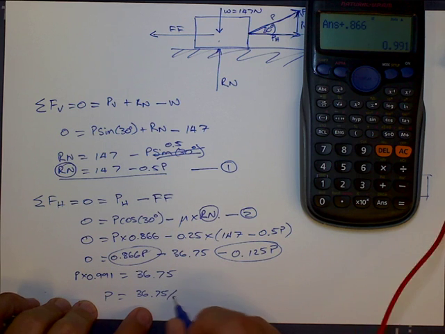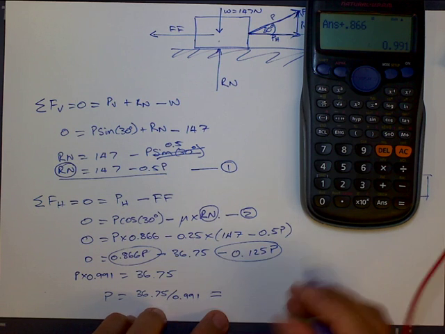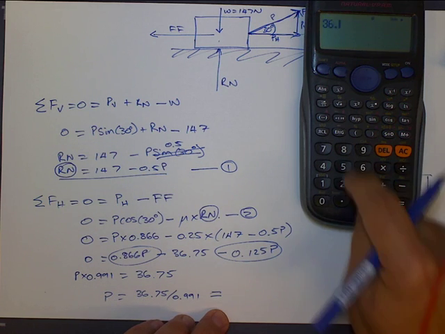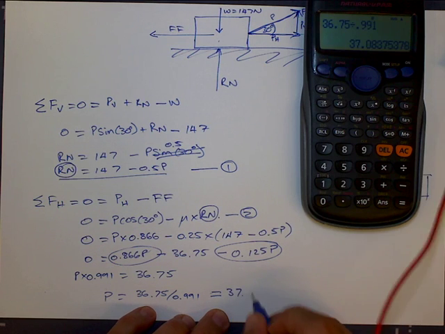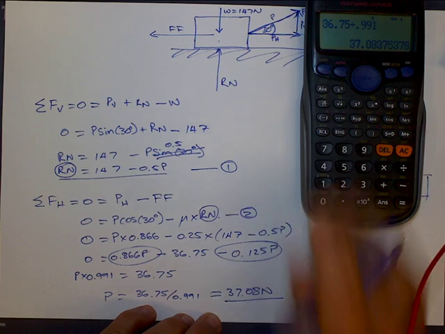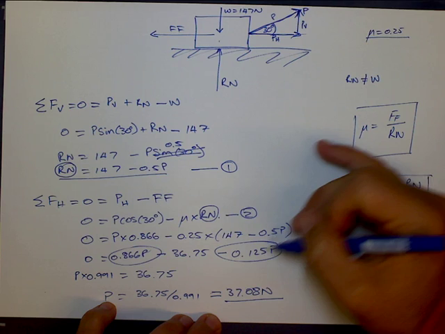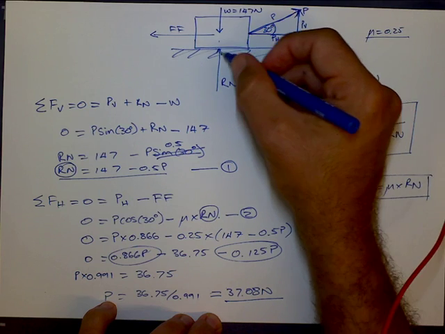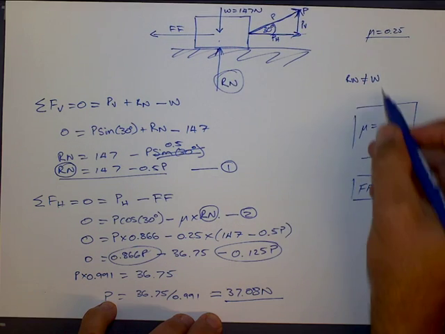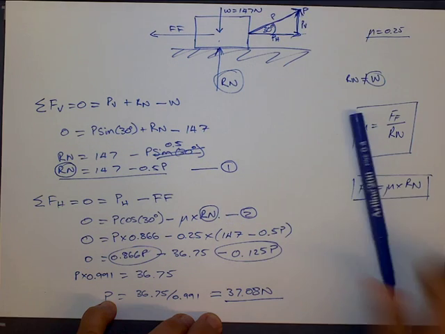So P is equal to 36.75 divided by 0.991, which is 37.08 newtons. So what we see is by substituting one equation into another and then doing a little bit of normal maths, I can get to the value of P. What I can't do in this problem is jump to the conclusion that Rn is equal to my weight force, because we see that the vertical part of P is actually taking some of that weight.